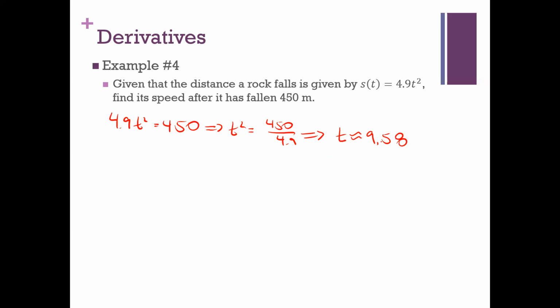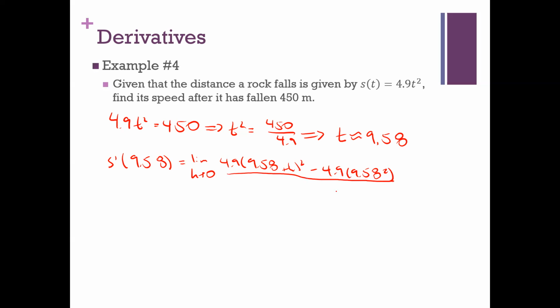Should I expect the speed to be smaller or greater than it was before? Should be greater, right? Gravity should make it go faster. But we can set up the same kind of calculation. So I want S prime of 9.58. Set up the same limit, so 4.9 times (9.58 plus h) squared minus 4.9 times 9.58 squared, all over h. Is this looking familiar to what we just did? So what do we expect to happen if we were to expand out that numerator?